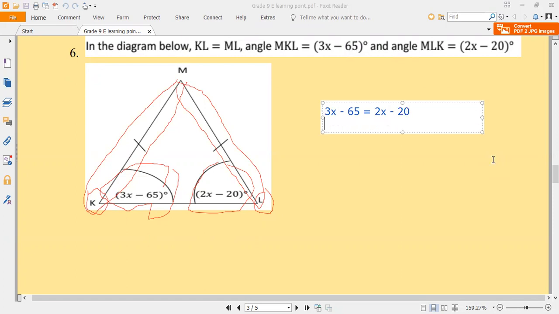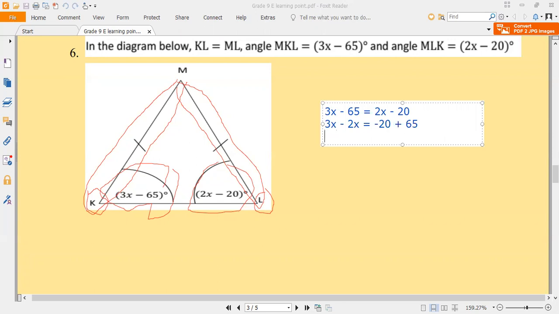So the best thing that we need to do is to collect the like terms. Now that 3x that you see here, we'll keep it on the left, 3x. Now the 2x, which is after the equal sign, is positive. So when it gets to the other side, it becomes minus 2x. What are we remaining with on the right hand side? Negative 20. Okay, so we're going to have equal to a negative 20. And we have a 65 here, which is immediately before the bracket. So once it goes on the other side, it becomes 65.